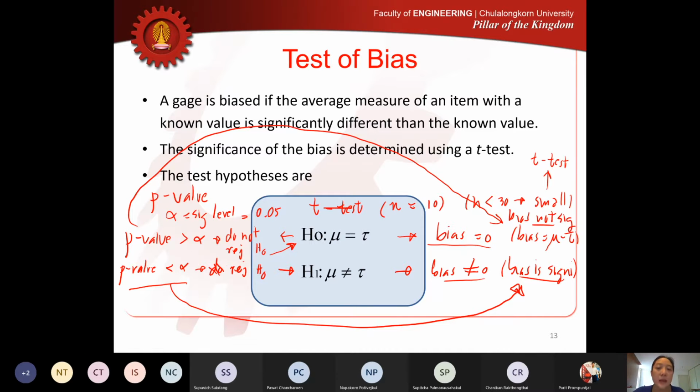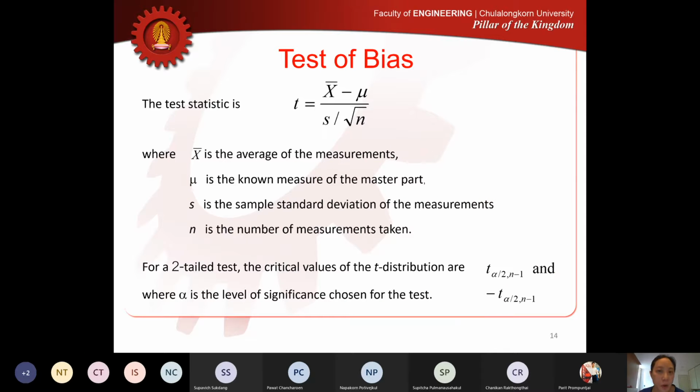This is the link, or how we use hypothesis testing to reach the conclusion about whether bias is significant or not. In a few minutes, we will do the workshop to make sure that you can do this. This is just the theory, but in reality we will use software to calculate this for you. So in theory, we will use the t-test.